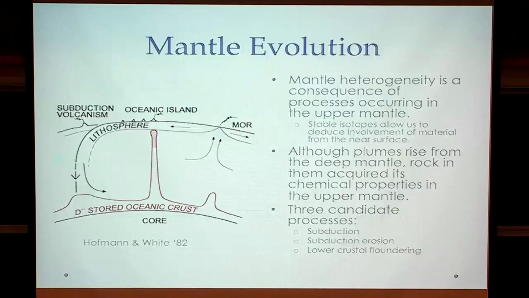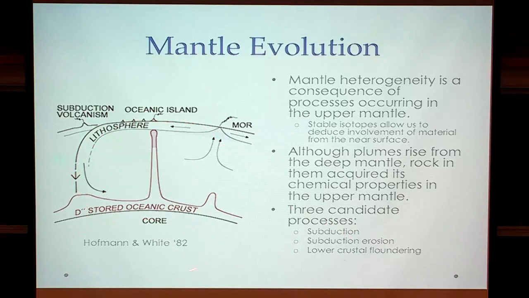The point is, and we're now almost done, that mantle heterogeneity is a consequence of processes occurring in the upper mantle. Furthermore, we have stable isotope evidence that allows us to deduce involvement of material from the very near surface, because it's basically the only place you can fractionate stable isotopes. So although plumes rise from the deep mantle, rock in them acquired its chemical properties in the upper mantle. So somehow we're carrying material from the upper mantle into the deep mantle.